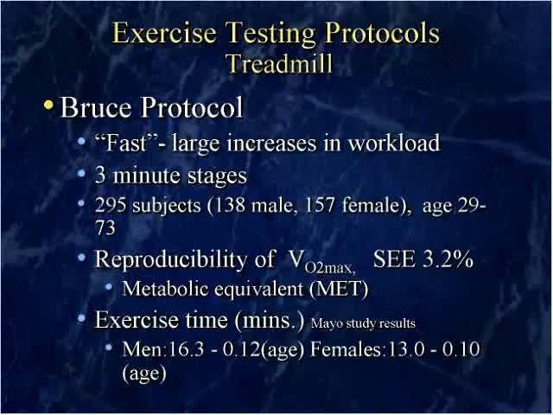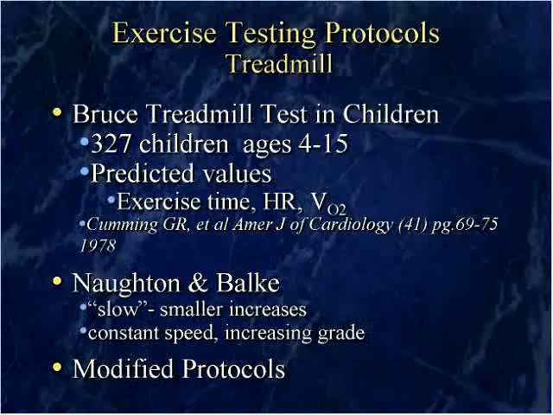So a Bruce protocol is a defined protocol. Every 3 minutes the workload goes up. So you start out at 1.7 miles per hour up at 10% grade, and then the next workload is 2.5 miles an hour up at 12% grade, and each one of those stages is 3 minutes long, and depending on how long you go is where you get into your normal ranges as far as time goes.